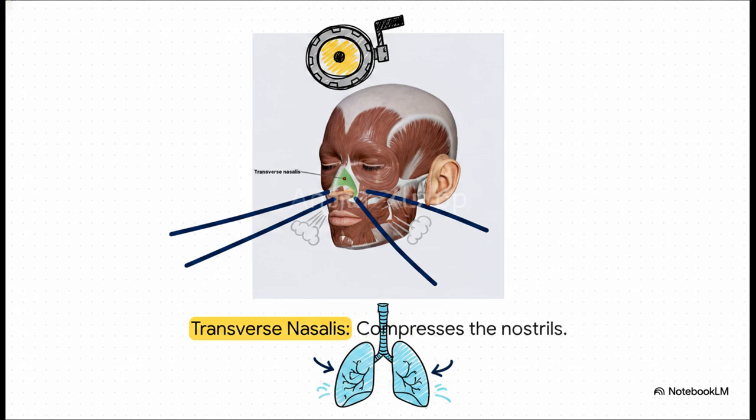This muscle has a super practical, everyday function. It acts almost like a compressor valve. By pulling the sides of the nose inward toward the septum, it narrows the nasal aperture. You'll find this muscle is particularly active during deep or forced breathing to help regulate your airflow.